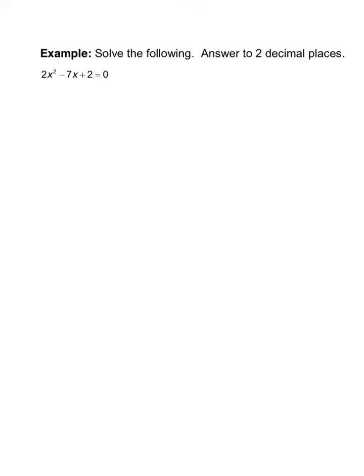In this example, I am asked to solve the following, and I'm given a quadratic equation with 3 terms, so I have a trinomial. When solving a quadratic equation, you can solve by factoring or by using the quadratic formula. Here, you cannot actually factor this quadratic equation, so I'm going to have to use the quadratic formula. Also, when the question says answer to 2 decimal places, that usually means I'm going to have to use the quadratic formula.